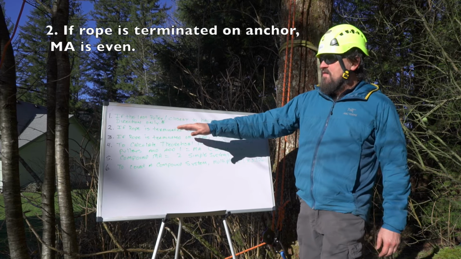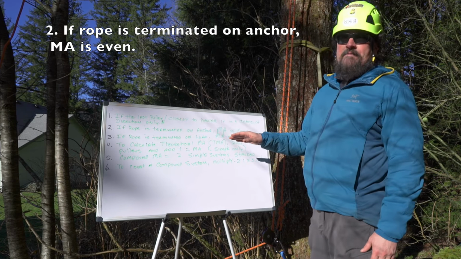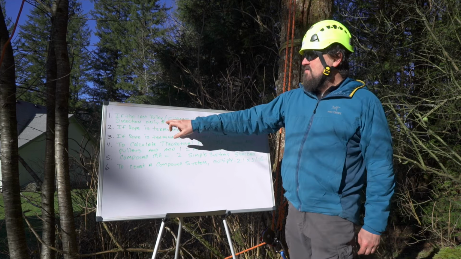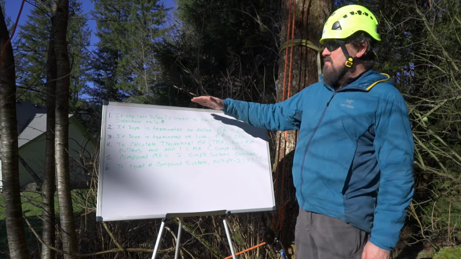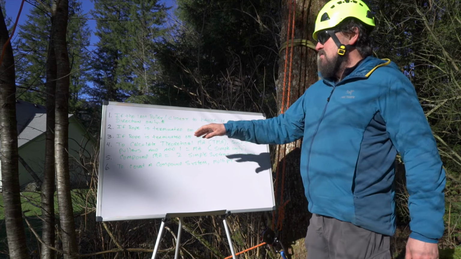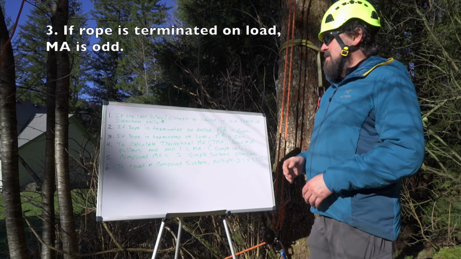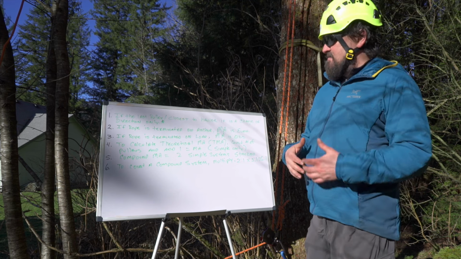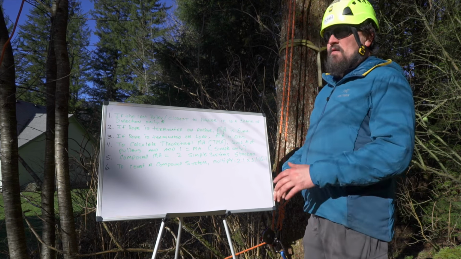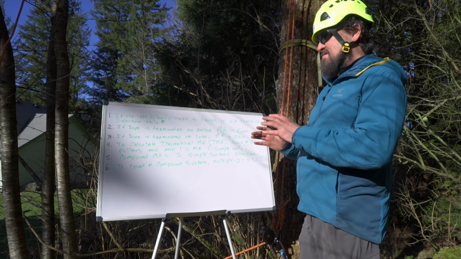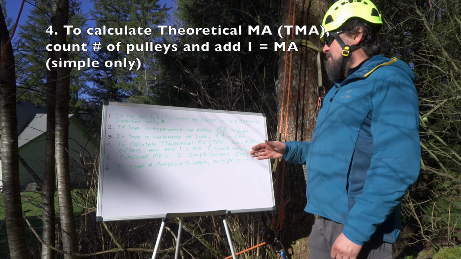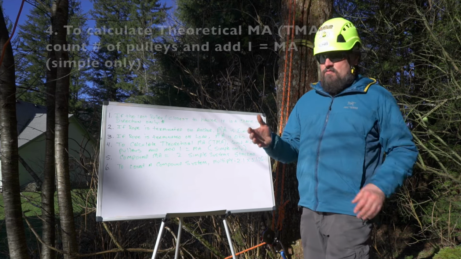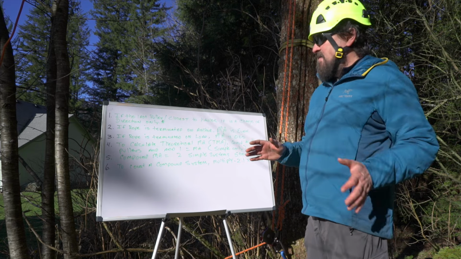If your rope in your haul system is terminated on the anchor, your mechanical advantage is always going to be even. All right? Do notice this star in the first rule, because we'll always be referring back to that. So the third one is, if the rope is terminated on the load, your mechanical advantage is going to be odd. Okay, you just always remember those two things. We don't need to count legs of tension or anything else. This is easy. To calculate your theoretical mechanical advantage, which means on paper what it is, we're disregarding friction and bend radius and everything else.